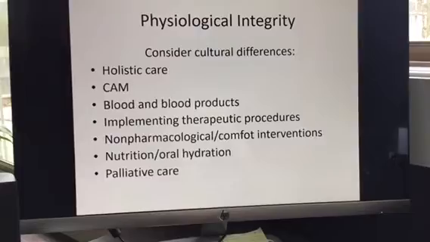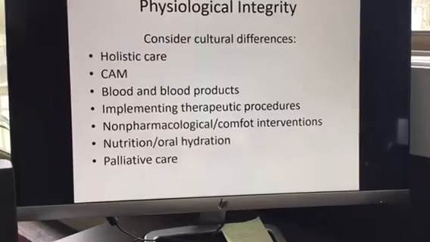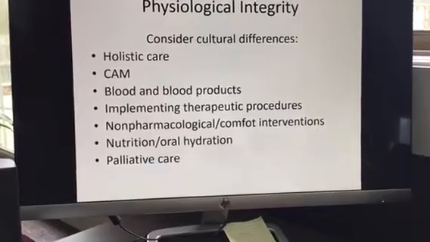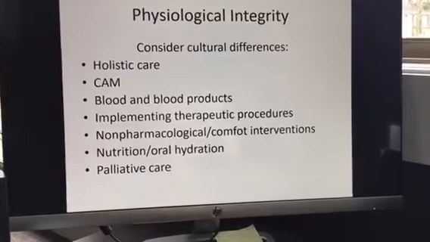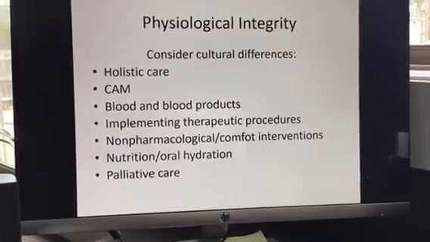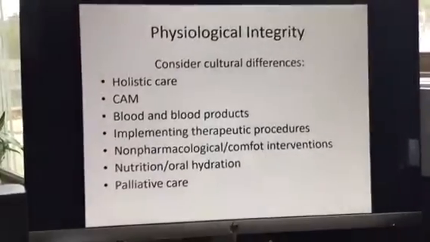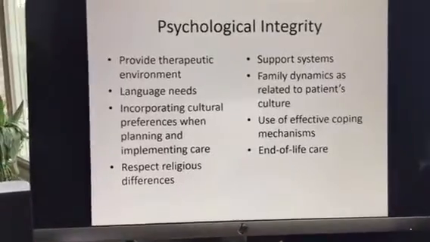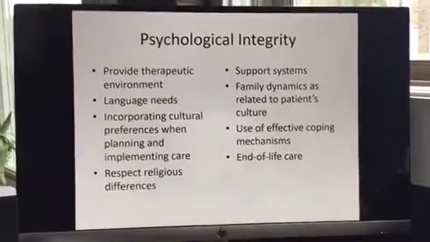culture can impact things such as holistic care or complementary adjunctive medicine, like maybe acupressure or acupuncture, and blood and blood products, whether the patient can or can't receive them based on their belief system. Non-pharmacological interventions, how much would that be valued with my client? Maybe it's the only thing that's valued by my client. Nutrition and palliative care. These are all real, true discussions that sometimes have to be had with clients to make sure that they're able to make the best decisions they can about their health care.